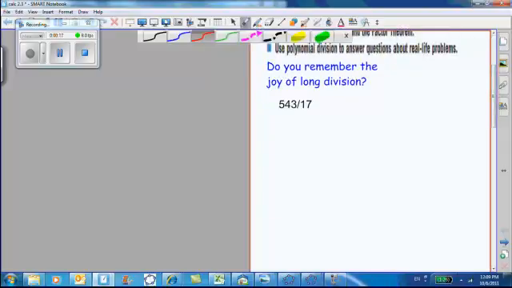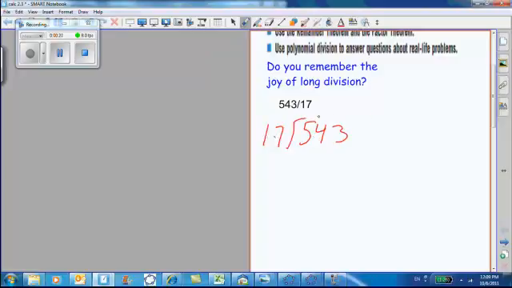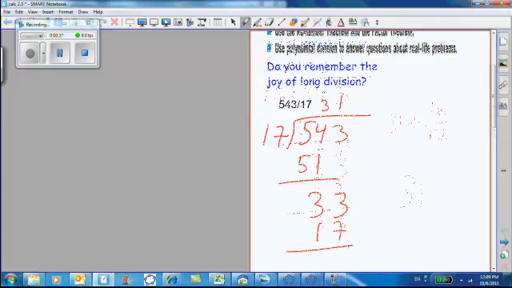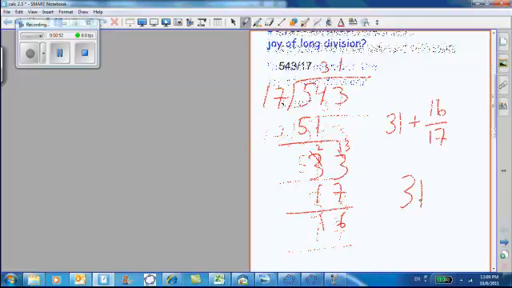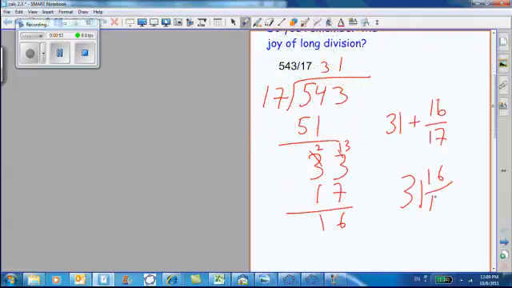When you take 543 and divide it by 17, first you see how many 17s you can get into 5. You can't get any. 54, you can get 3. 3 times 17 is 51. Subtract, bring down the 3, 33. Can't quite get 2, so we're only getting 1 there. 17. It's 31 and 16/17 as your final answer.